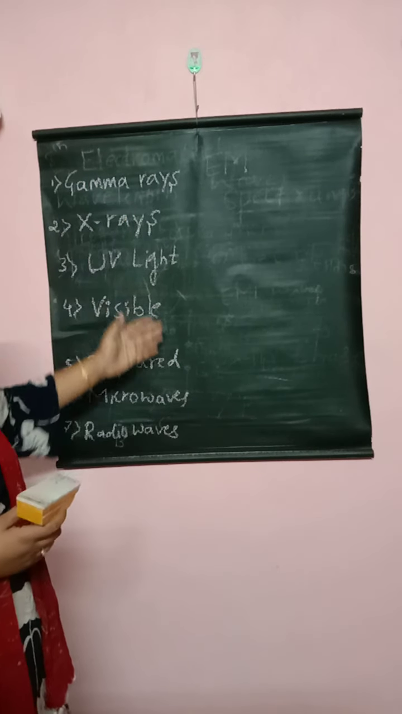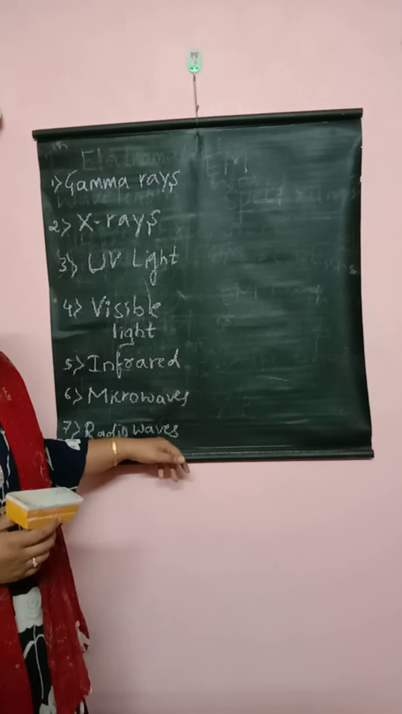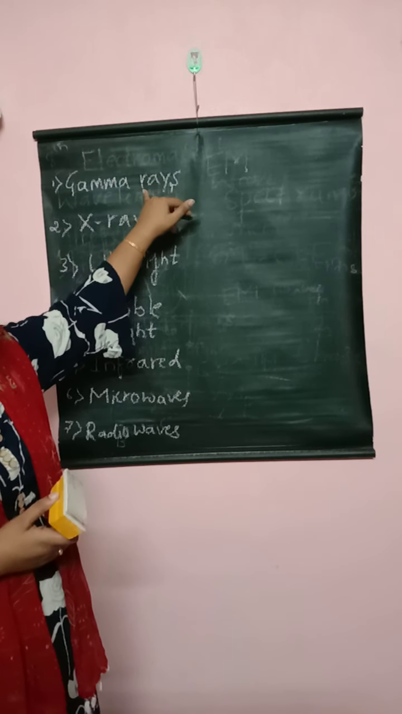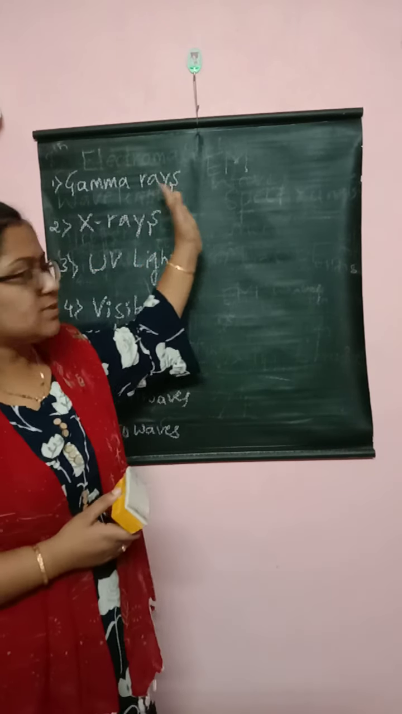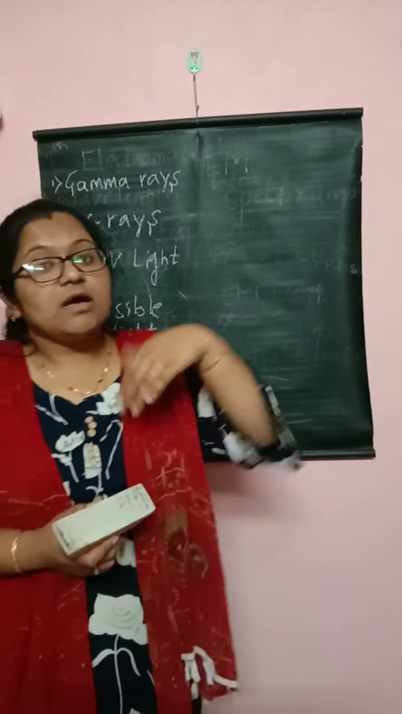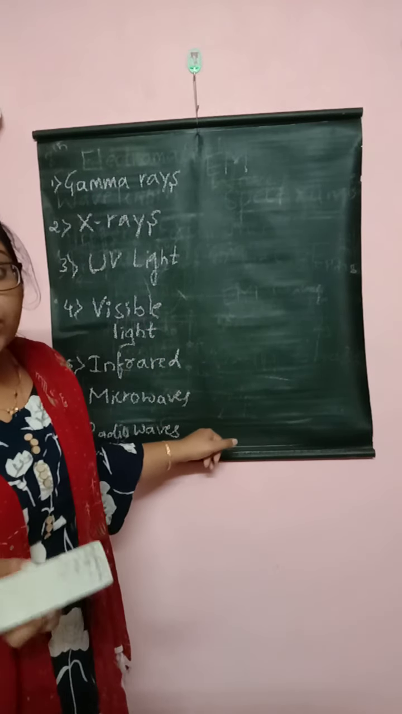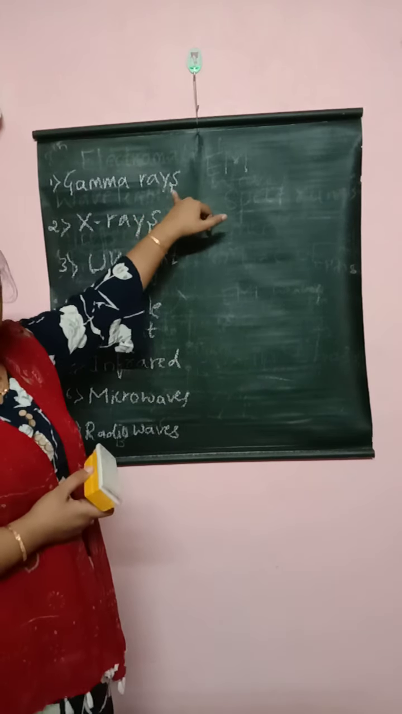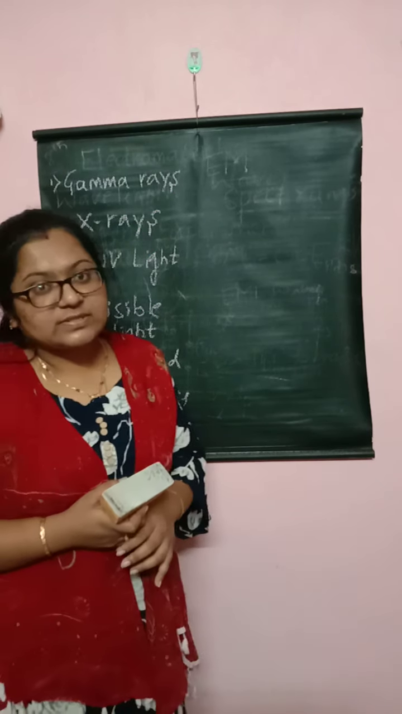Okay, so I have written this in order of increasing wavelength. Understood? Radio waves have the longest wavelength, and gamma rays have the shortest wavelength. So I have written this in ascending order. Here the wavelength is less, from here it goes on increasing, and at radio waves the wavelength is maximum. Similarly, if wavelength is maximum, frequency is less, because we know the relation lambda is equal to 1 by f. So here frequency is maximum and it goes on descending, and for the radio waves frequency is minimum.